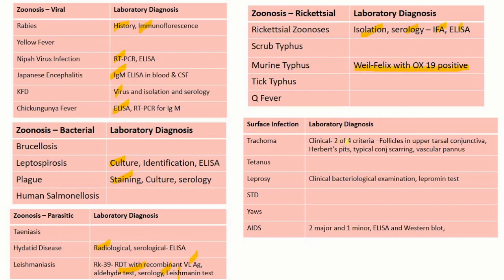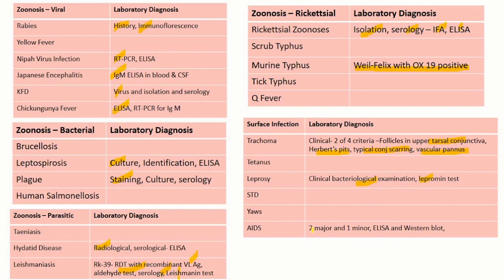Trachoma, clinical diagnosis, 2 of the 4 criteria. Follicles in upper tarsal conjunctiva. Herbert's pits, typical conjunctival scarring and vascular pannus. Leprosy, clinical bacterial examination and lepromin test. So based on which multibacillary and paucibacillary will be categorized and the treatment will be initiated based on that.